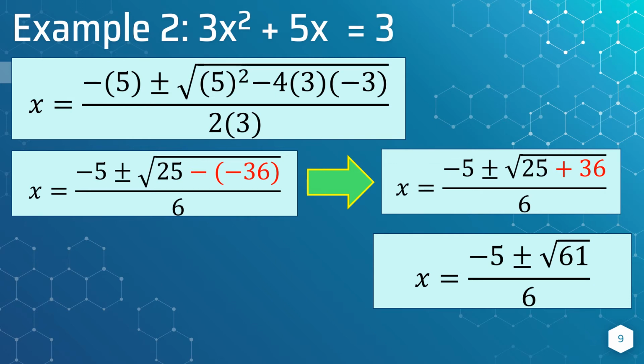Saan nanggaling ang 61? Kay 25 plus 36. Saan nanggaling ang 6? Kay 2a, which is 2 times 3. Bakit -5 yon? Because we will get the negative value of our b. Our b here is positive 5, making it -5. Kung siya ay negative, magiging positive ang ating value. Pero dahil siya ay positive, siya ay magiging negative.